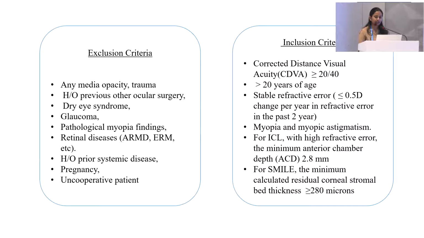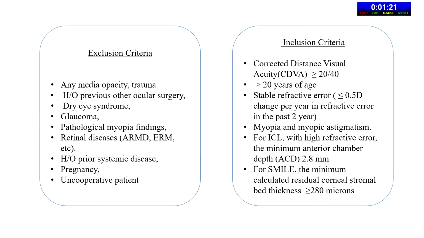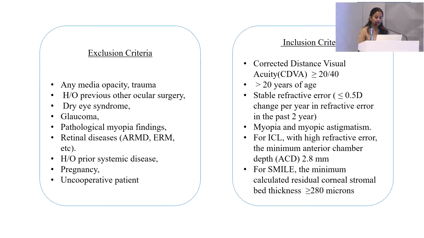The inclusion criteria were corrected distance visual acuity of more than or equal to 20/40, more than 20 years of age, stable refractive error, myopia and myopic astigmatism. For ICL, the minimum anterior chamber depth was 2.8 mm, and for SMILE, the minimum calculated residual corneal stromal thickness was more than 280 microns. Exclusion criteria were any media opacity or trauma, history of previous ocular surgery, dry eye syndrome, glaucoma, pathological myopia findings, retinal diseases, history of prior systemic disease, pregnancy, and uncooperative patients.